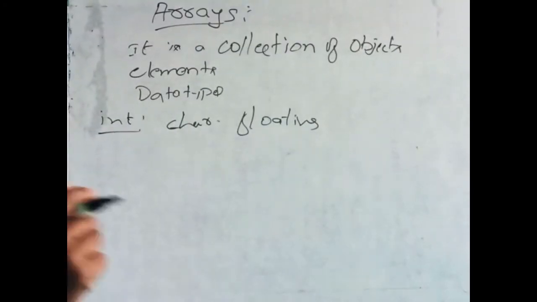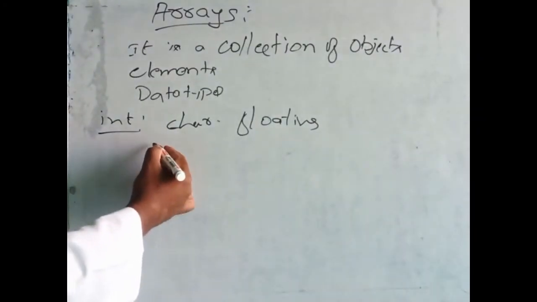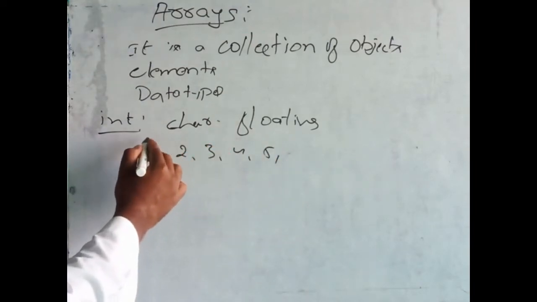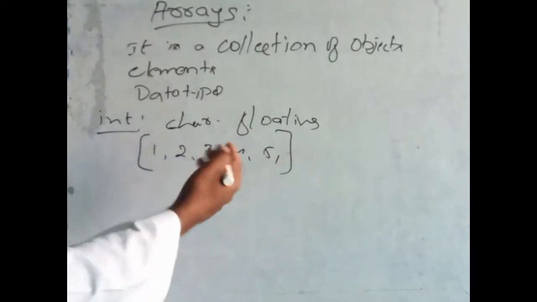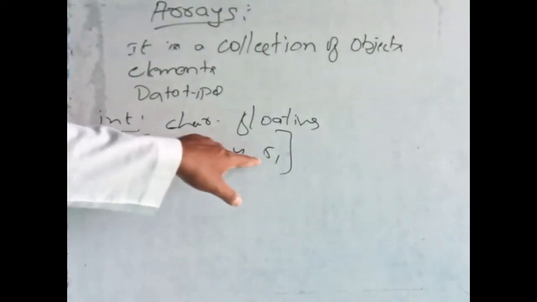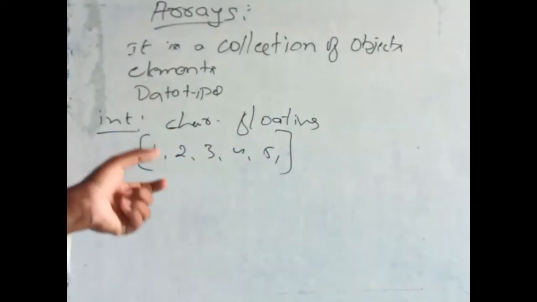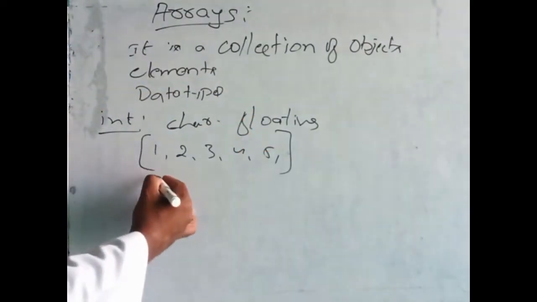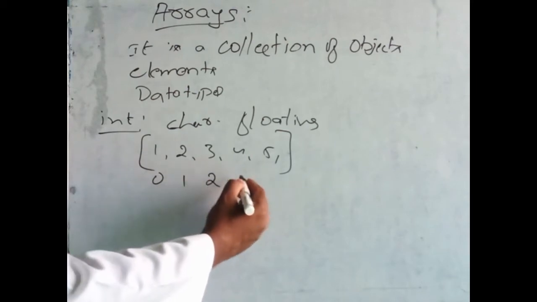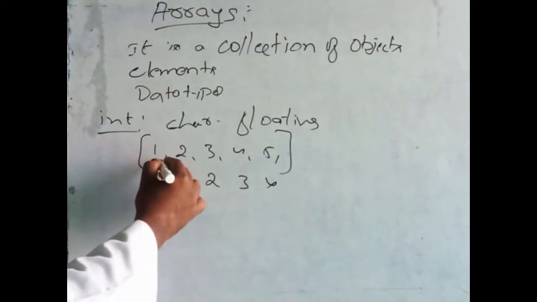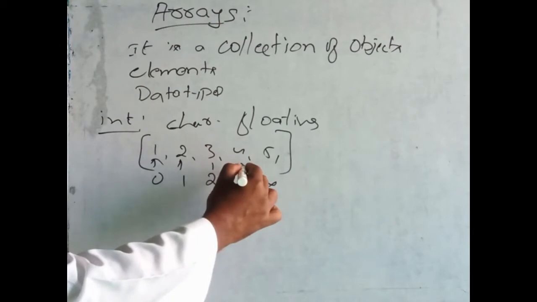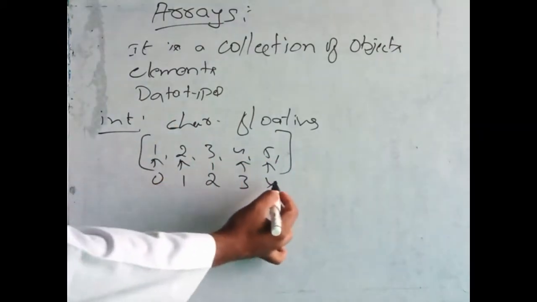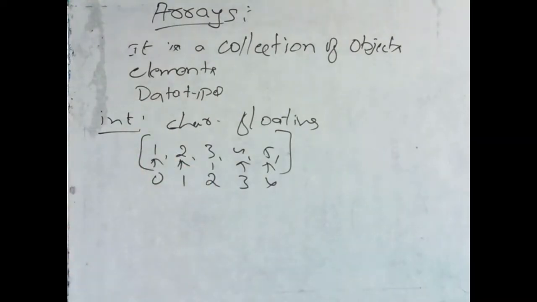We are numbering them. For example, I am using 1, 2, 3, 4, 5. We are using 5 numbers, saved in one array. Then for each and every element, we give one number: 0, 1, 2, 3, 4. These are the numbers we give to each element. These numbers we call the index.